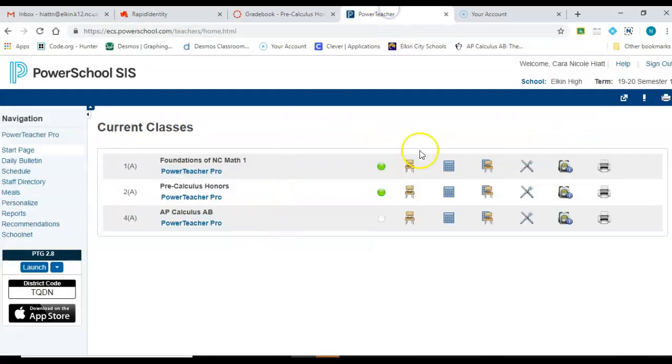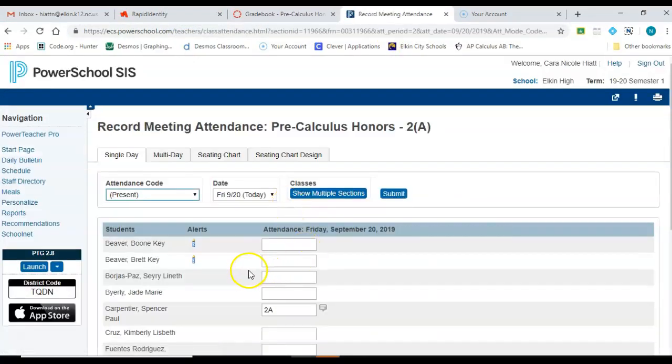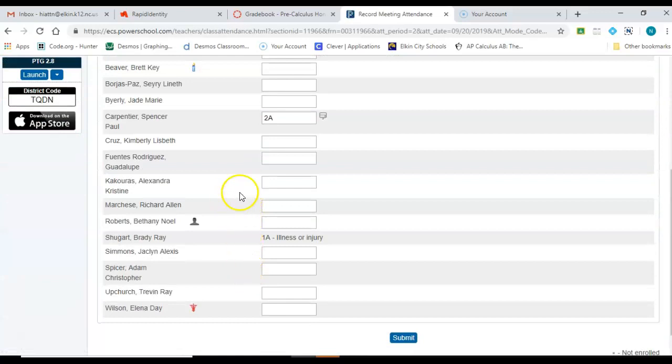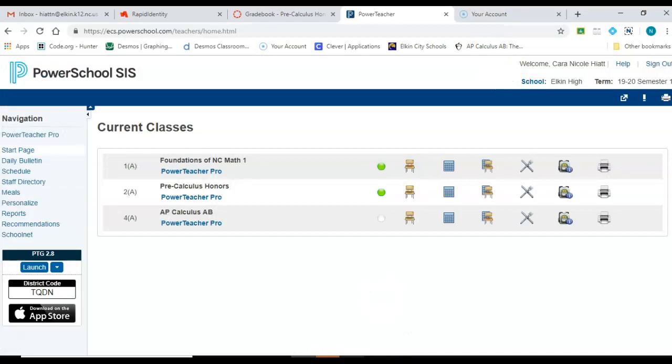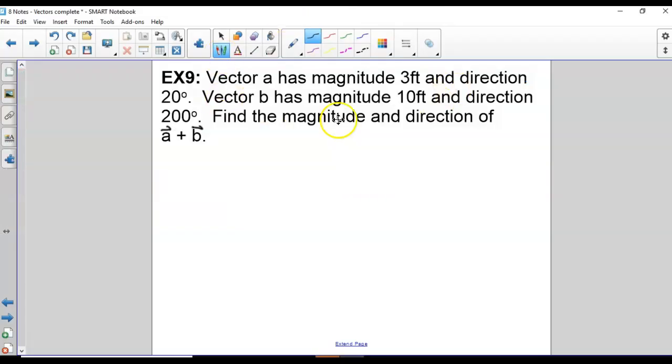Change attendance for Richard. I don't think he's here today. If he is, he's not returned.